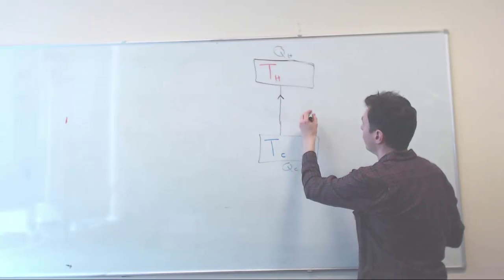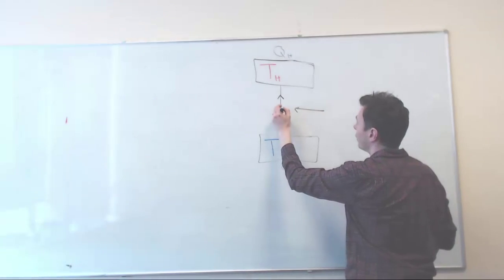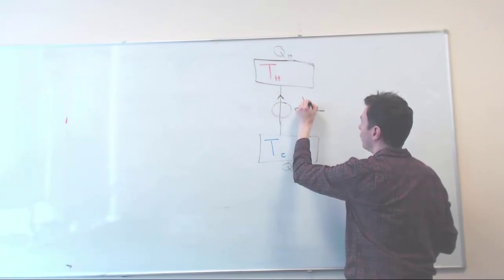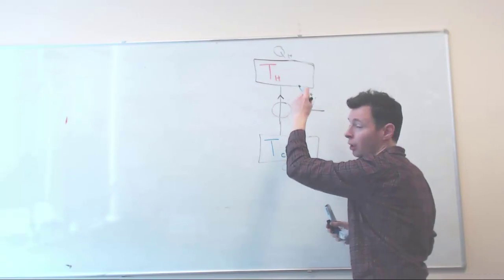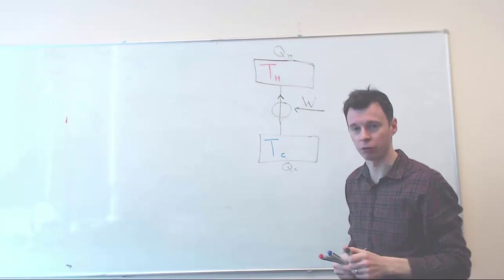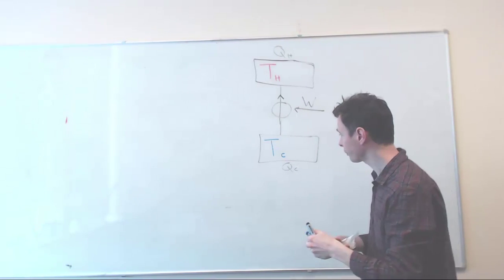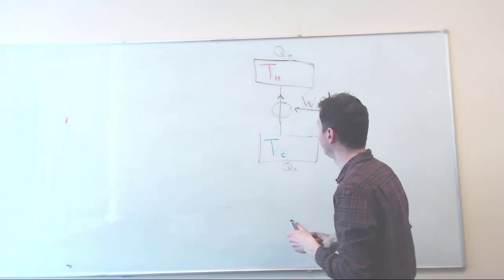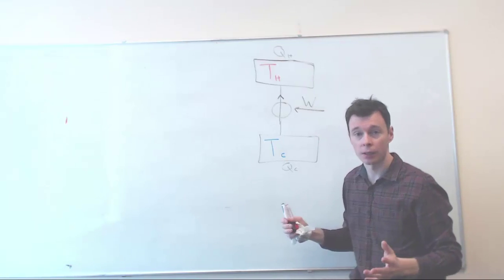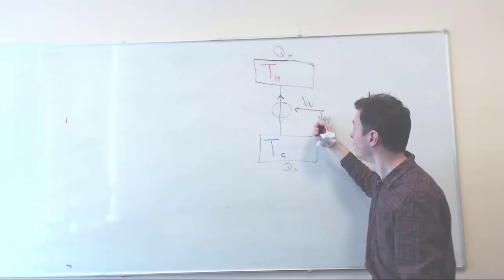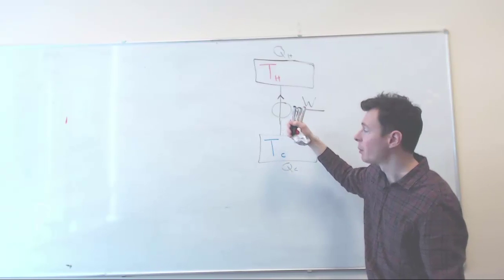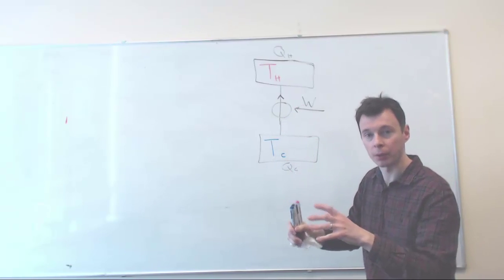So work goes in, and we move the heat from cold to hot. So this is the way that a refrigerator works, or a freezer, and things like that. So the work put in, in this case, you've got your domestic fridge freezer, work in is electrical work, and we're moving heat out of the cold compartment.